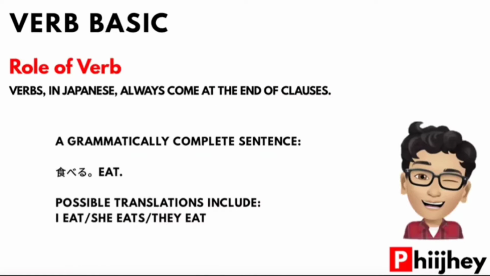Verbs in Japanese always come at the end of the clause. We will define three main categories of verb, which will allow us to define conjugation rules. But before learning about verbs, there is one important thing to keep in mind. The example in this slide is already a grammatically correct sentence. Taberu means eat, and it can be translated as I eat, she eats, or they eat.